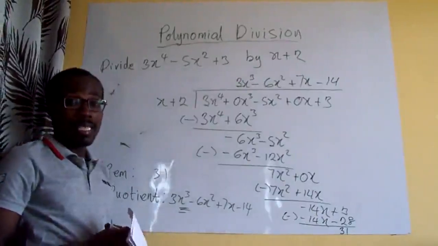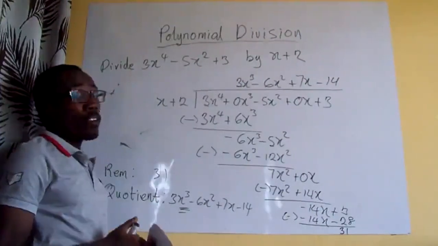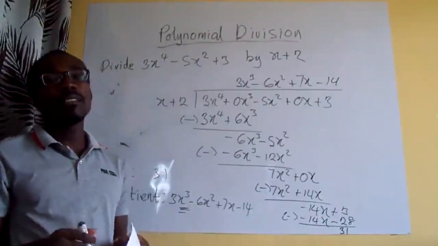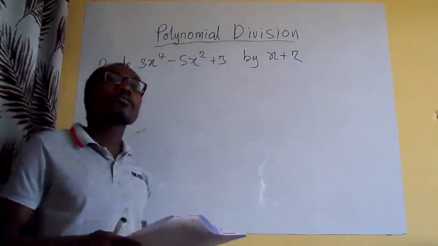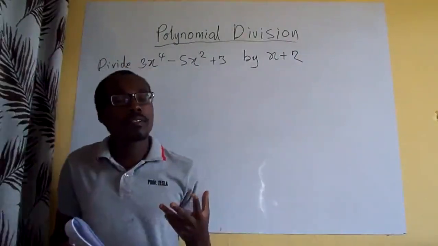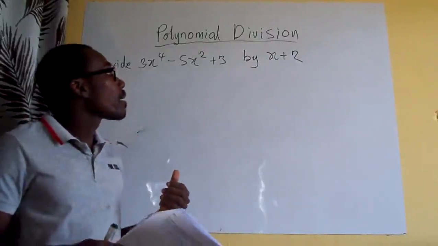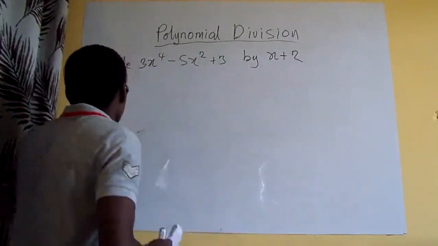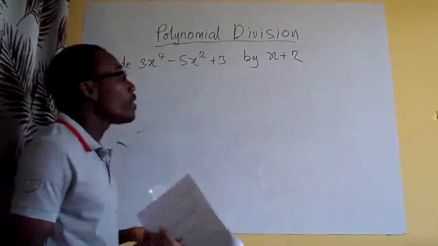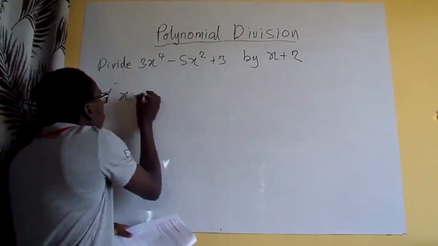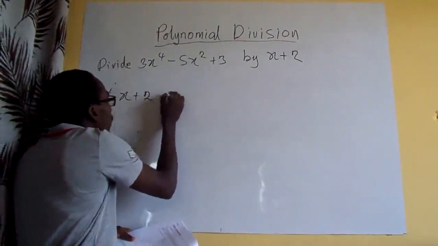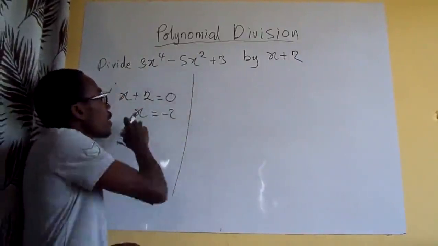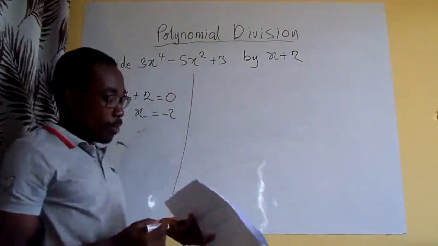Now we can also do this kind of division by another method, which is generally called synthetic division. With synthetic division, we make use of coefficients of the dividend as well as the 0 of the divisor. Okay, so this is our divisor. First of all, we look for the 0 of this divisor, that is, we equate the divisor to 0, and that gives us x is equal to minus 2.